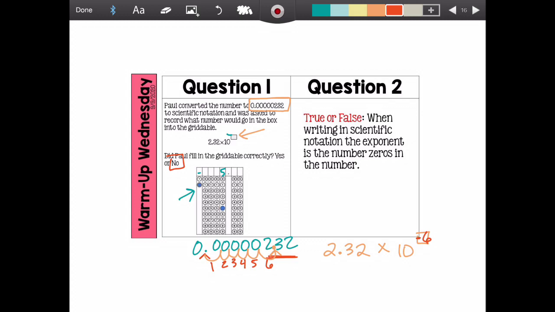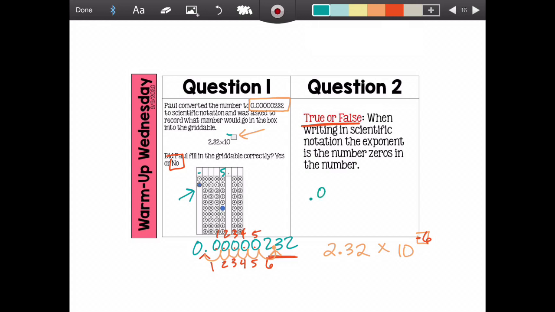Which leads me to question number 2, guys, and this is why I asked this, because this seems to be a misconception. It says true or false: when writing in scientific notation, the exponent is the number of zeros in the number. Well, I think that's what Paul's mistake was. He saw zeros, 1, 2, 3, 4, 5 zeros, and he thought, well, if there are 5 zeros, then maybe 5 is my exponent. But what should he have been counting? He should have been counting the number of place values he moved.